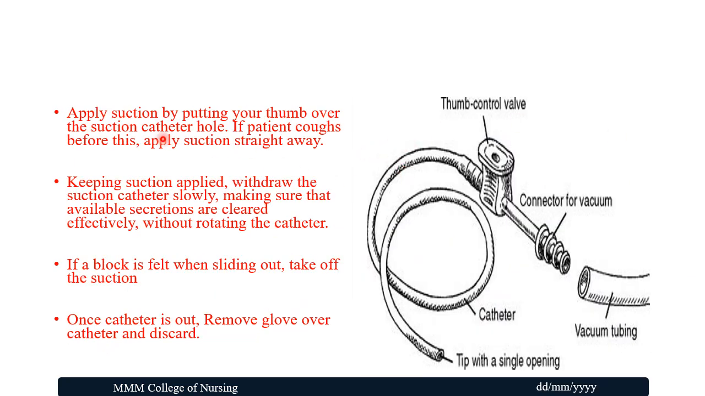Next, apply suction by putting your thumb over the suction catheter hole. If the patient coughs before this, apply suction straight away. Keeping suction applied, withdraw the suction catheter slowly, making sure that the secretions are cleared effectively, without rotating the catheter. If a block is felt when sliding out, take off the suction immediately. Once the catheter is out, remove the glove over the catheter and discard it. Wash hands and replace the articles.